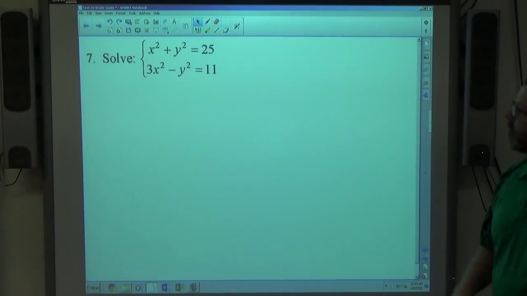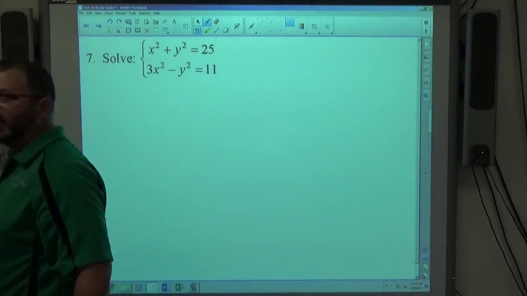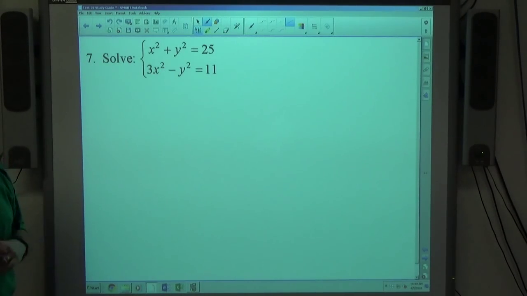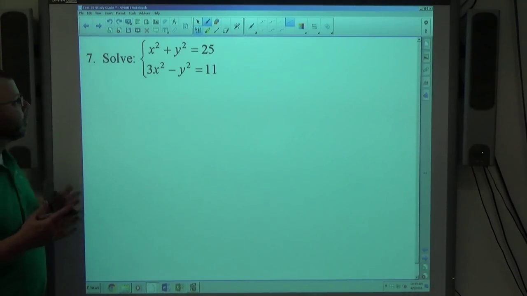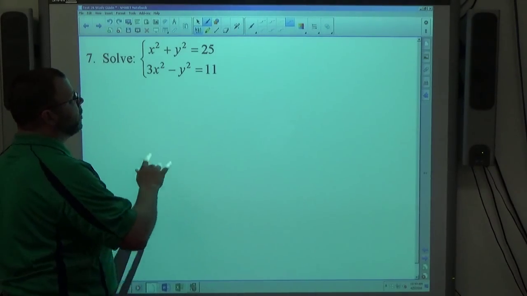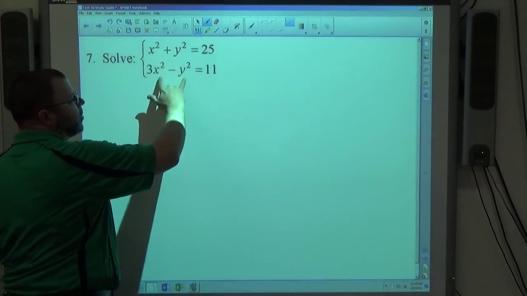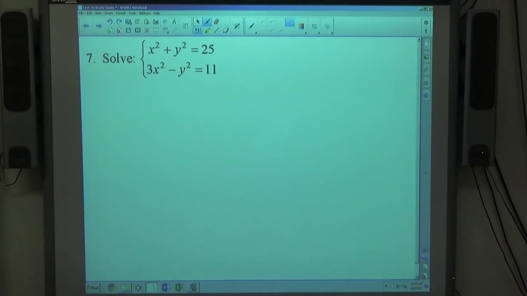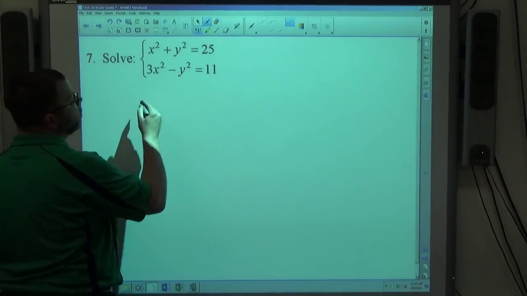Number 7, solve. Okay, when I see a nonlinear system of equations, like x squared, y squared, x times y, letters being multiplied, letters being squared, it creates curves. Whenever I see a nonlinear system, the first thing I do is ask myself, are the variable types the same? In which case they are. So x squared, y squared, y squared. When the variable types are the same, elimination works, and it should be used as easier.